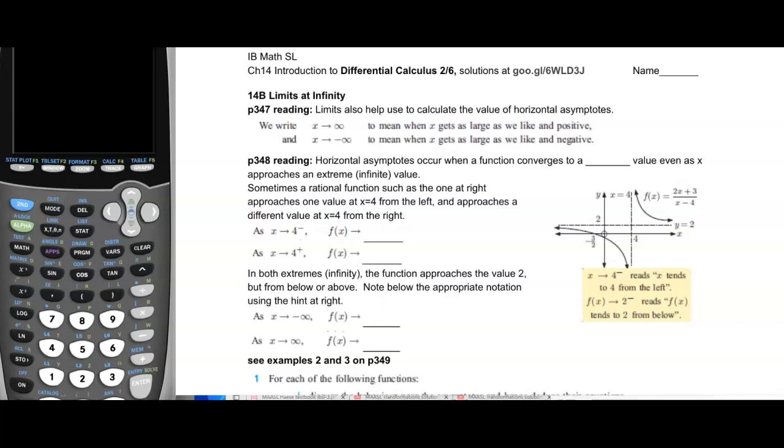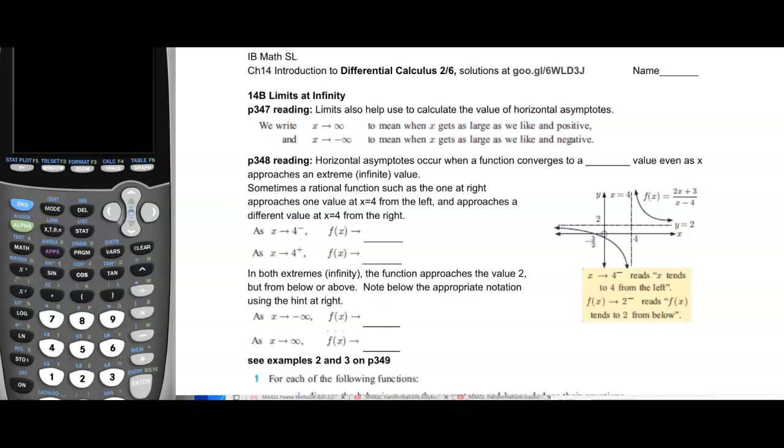Page 2 of differential calculus. We're going to talk more about limits here, some more details, especially if you will be doing advanced math in college. Okay, so first let's look at this notation here.